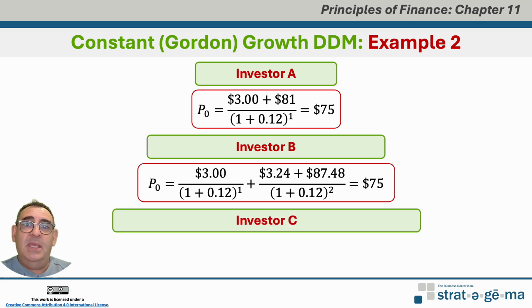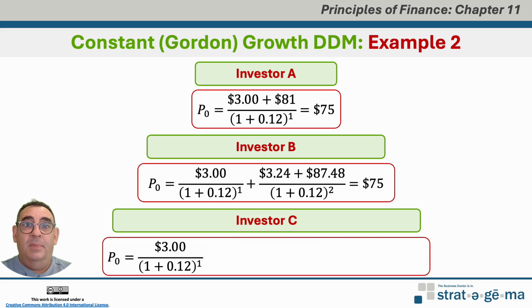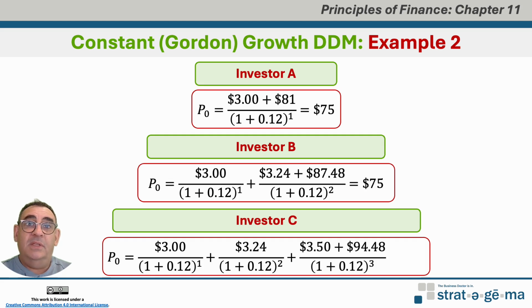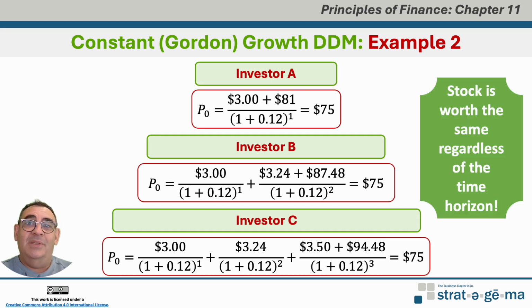If we look at investor C, they are going to receive three dividends, D1, D2, and D3, plus the stock price at the end of year 3. So $3 divided by 1.12 exponent 1, plus $3.24 divided by 1.12 squared, plus $3.50, which is the $3.24 dividend times 1.08, plus a $94.48 stock price. So that sum divided by 1.12 cubed. And guess what? $75. So what happens is the stock is worth the same regardless of the time horizon.